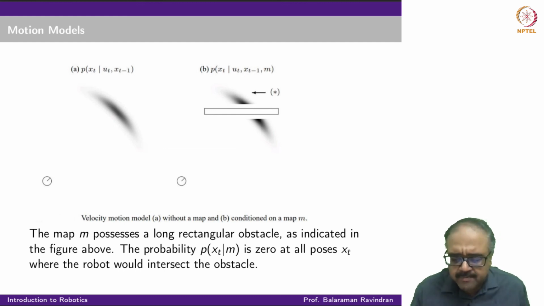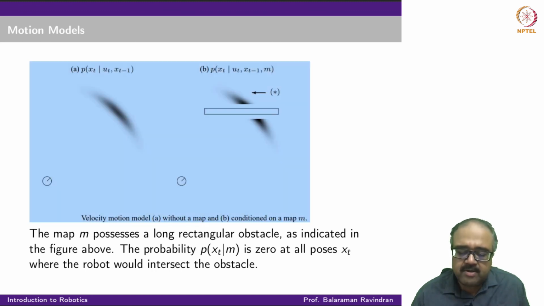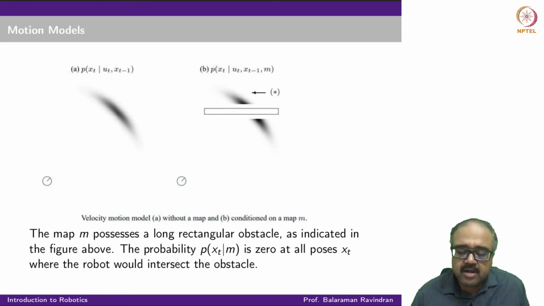Right, so still there is a problem. Look at this region which I have denoted by a star. Still there is a problem, because even though according to the map this is a valid region, for the robot that is standing here, to reach this region, it actually has to go through the obstacle. So that is a challenging part.